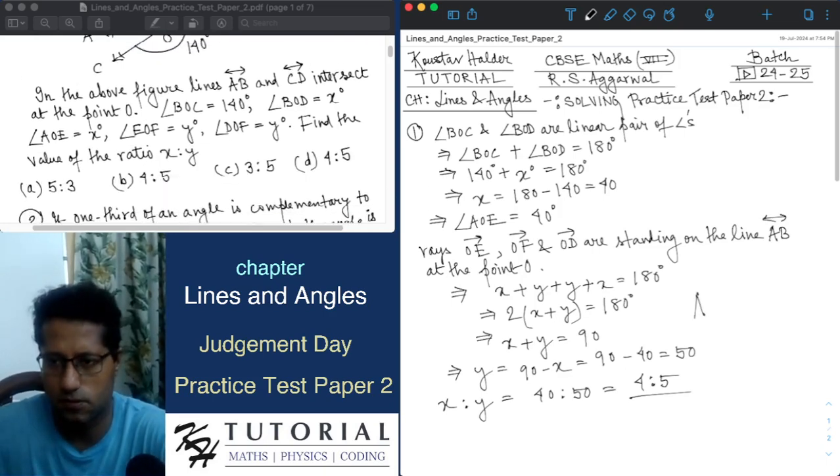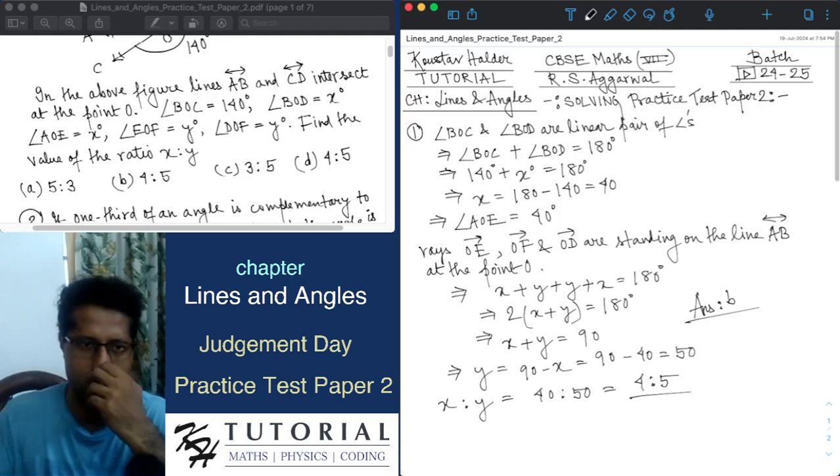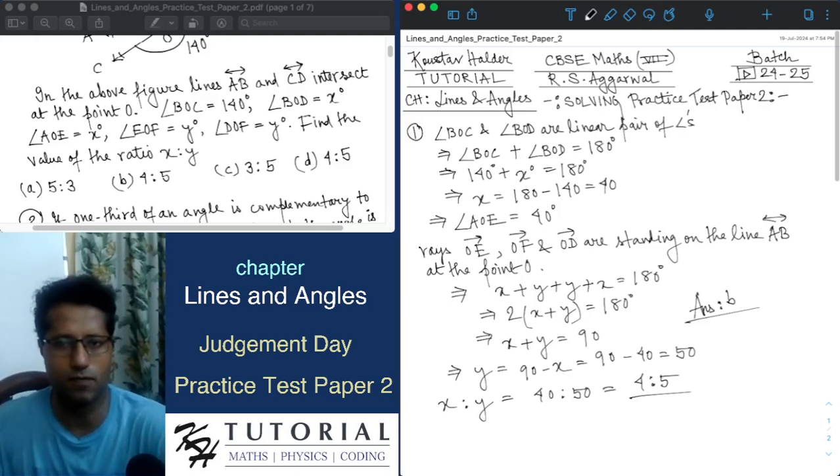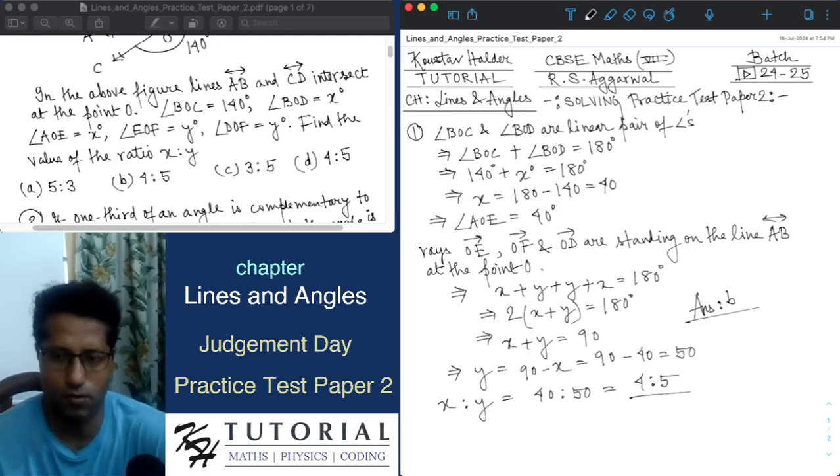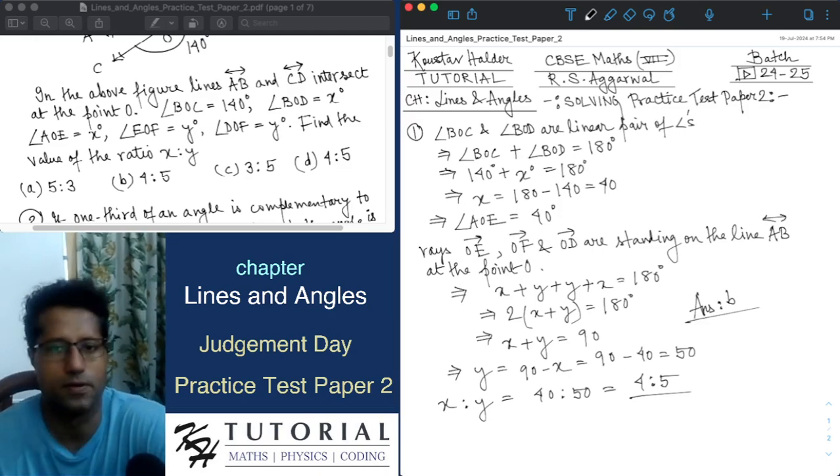B. Choice B is the correct answer. The ratio x is to y is 4 is to 5. So while I am solving the problem, you can pause the video and take a screenshot of the solution for your future reference.